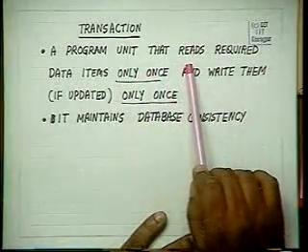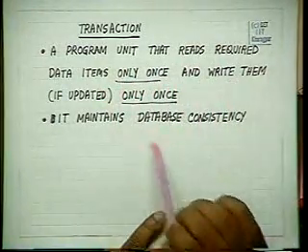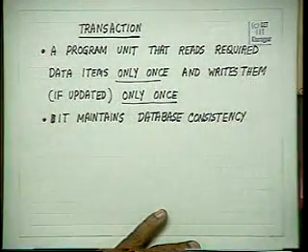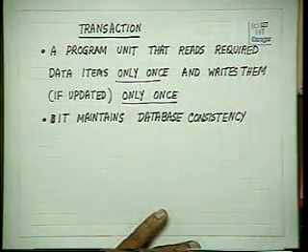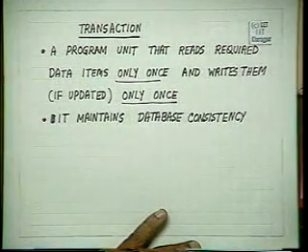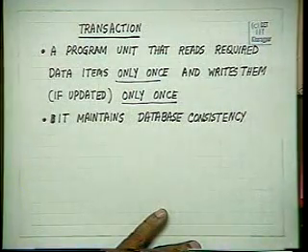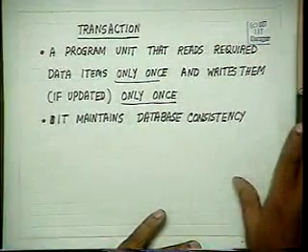Each atomic job of a database operation is defined as a transaction. A transaction is a program unit that reads the required data items only once and writes them only once. A transaction is also required to maintain the database consistency. So a transaction is the atomic unit, the consistent atomic unit of a job, and without any loss of generality, it will read a required data item only once and write it only once.